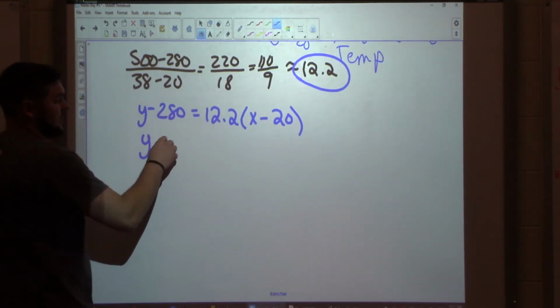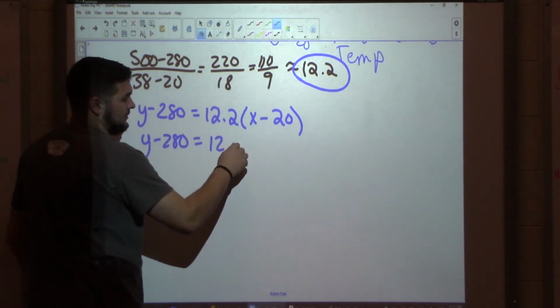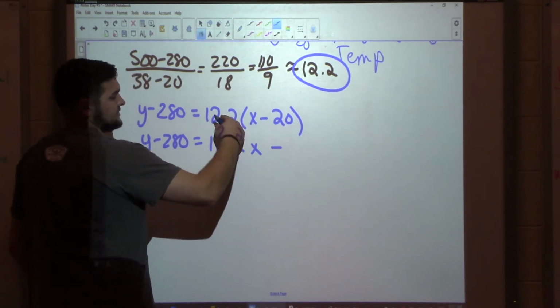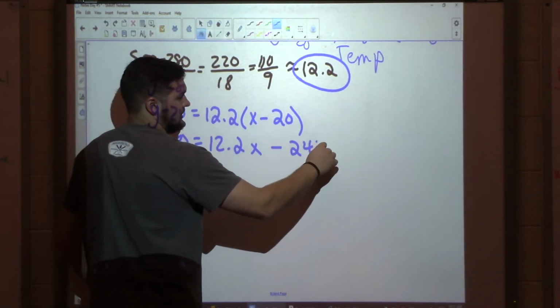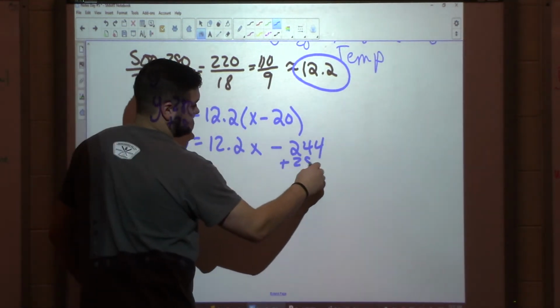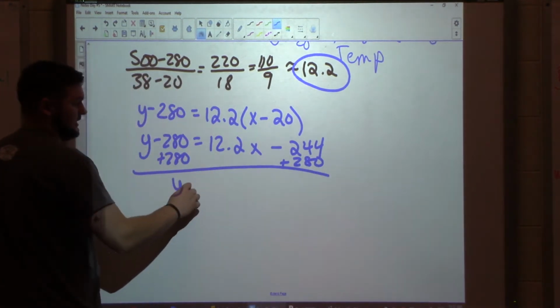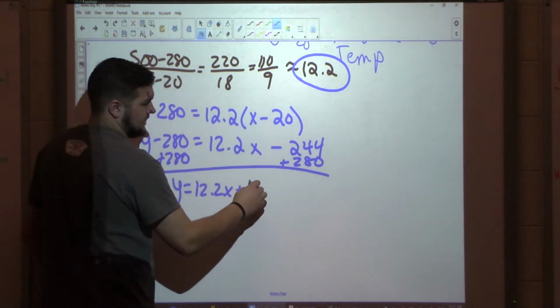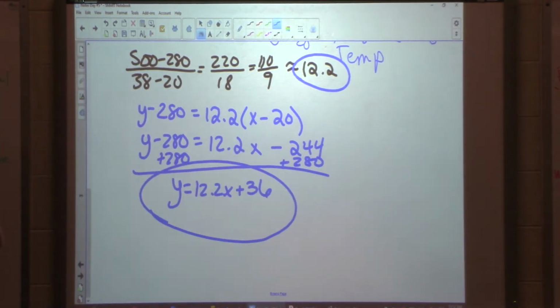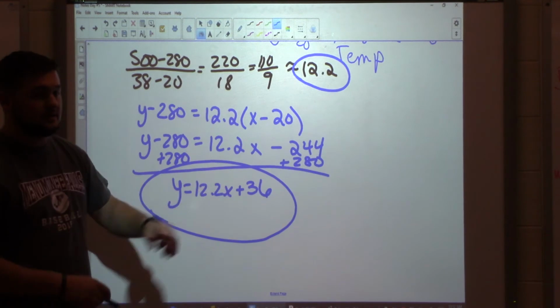So we get y minus 280 equals 12.2x minus 12.2 times 20 is 244. And all I'm going to do is add 280. y equals 12.2x plus 36. So if it asks for it in slope-intercept form, that's where we'd be at. Alright? Any questions? That's how we do it by hand. That's your line of best fit by hand.